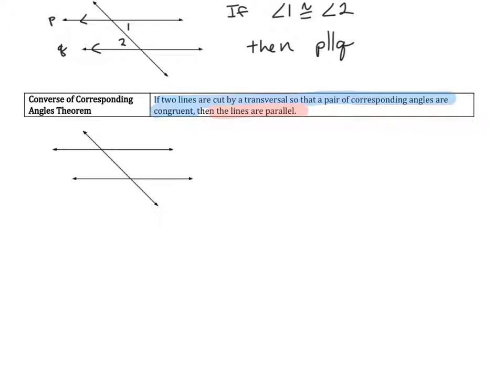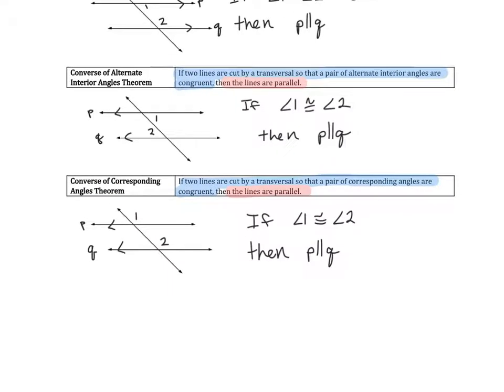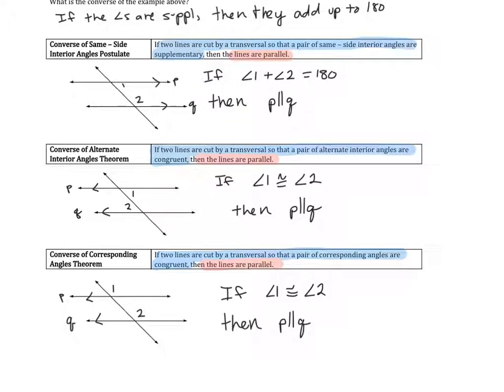Here, let's say we call this angle 1 and this angle 2. Those are corresponding angles. This is saying if we can show that angle 1 is congruent to angle 2, then that would show that line P is parallel to line Q. And our reasoning for that would be the converse of the corresponding angles theorem. So we're going to see if we can use these three converse statements to help us prove that lines are parallel.